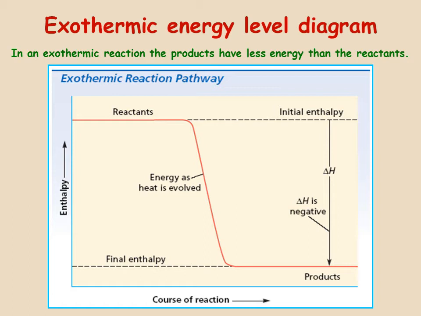Understood? That's the reason why delta H is negative, because the products are placed below the reactants and they have less energy. So in an exothermic reaction, the products have less energy than the reactants. On the y-axis we have the enthalpy, and on the x-axis the course of reaction, which means the reaction is in progress. Understood, children? This is how you have to display it. In exothermic reactions, the reactants are always above the products, and the products are below the reactants.